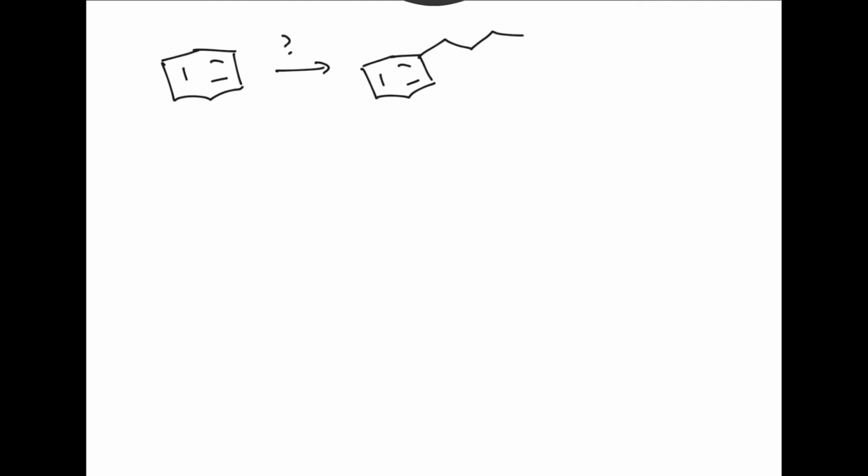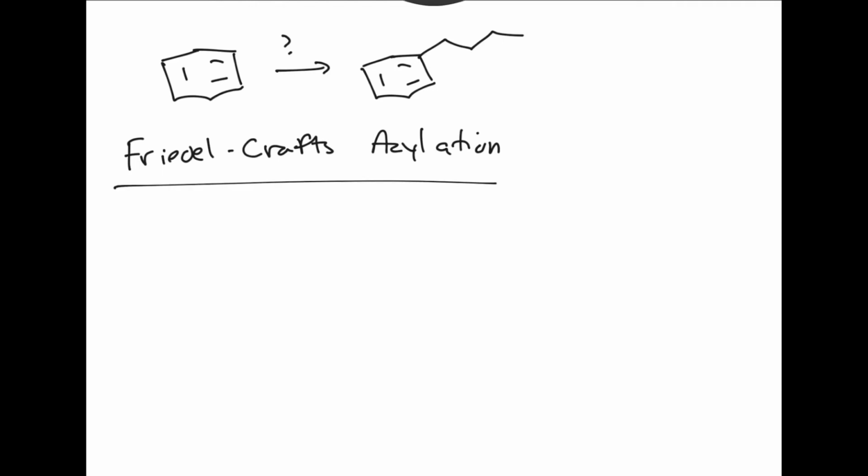There's a variation on the Friedel-Crafts reaction called the Friedel-Crafts acylation. The electrophile that you make has no carbocation in it, so you don't have to worry about any rearrangements. So it'll let you put long chains on your benzene ring, but you have to do a little bit of extra work.